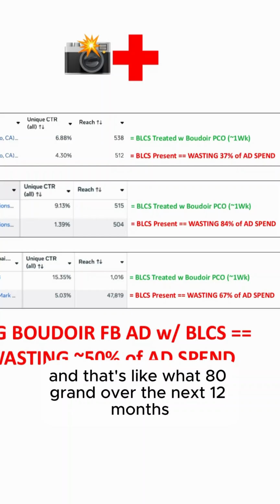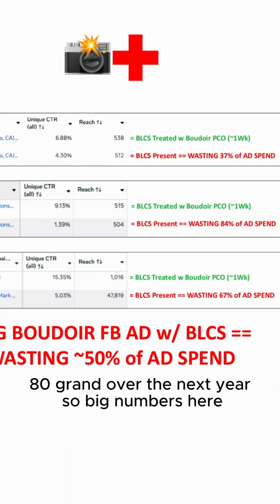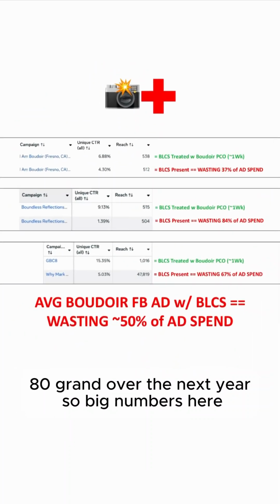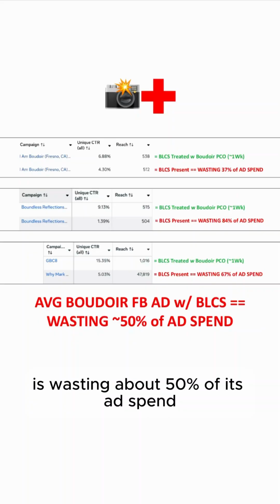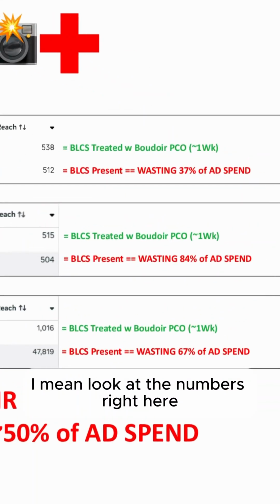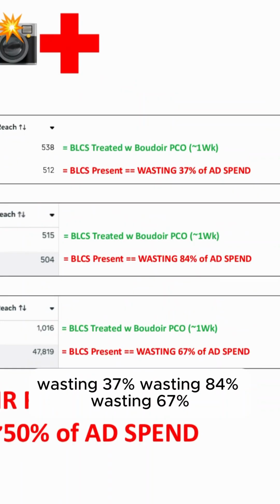And that's like, what, 80 grand over the next 12 months. 80 grand over the next year. So big numbers here. Now the average boudoir Facebook ad with BLCS is wasting about 50% of its ad spend. I mean, look at the numbers right here: wasting 37%, wasting 84%, wasting 67%.